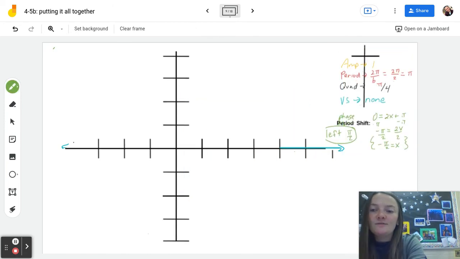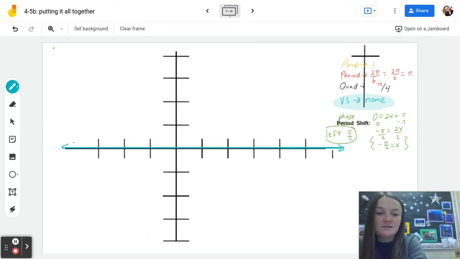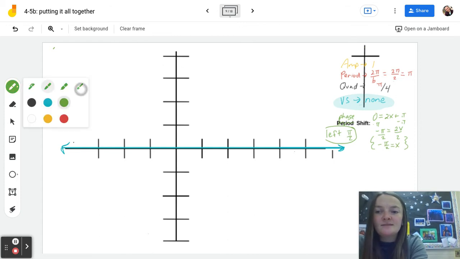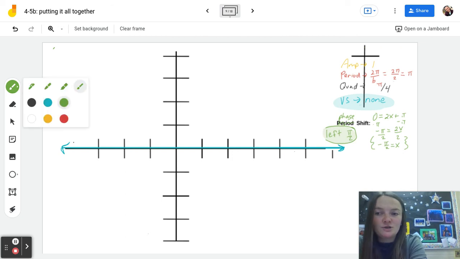In order to graph this function, the first thing I want to start with, order of operations-wise, is the vertical shift. There is no vertical shift, so I'm going to assume that my midline starts on the x-axis. So we don't have to change that there. The next thing that I want to do is talk about the phase shift. We need to move left pi over 2.